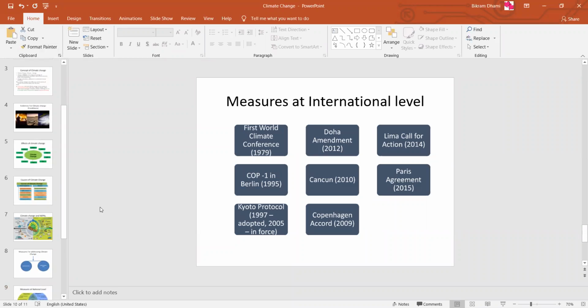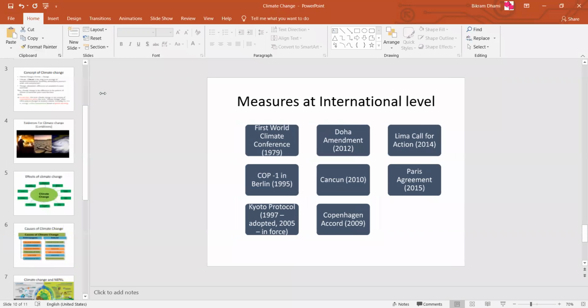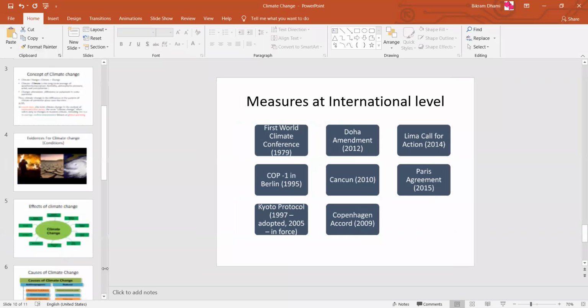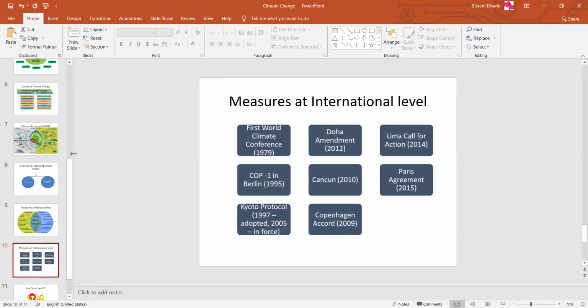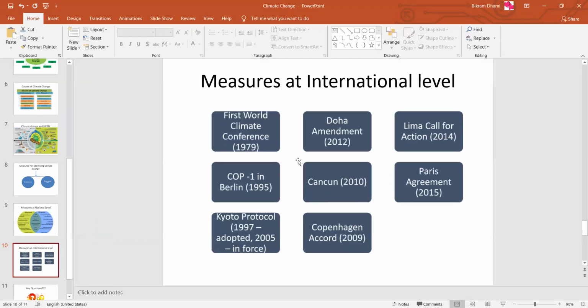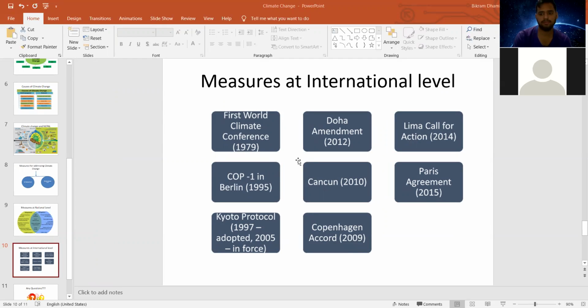Next one is Cancun. Cancun is the name of a city in Mexico, and COP16 was held in Cancun. The outcome of the summit was an agreement adopted by the state parties that called for a large green climate fund and a climate technology center and network. Next one is the Copenhagen Accord. It is again the continuation of COP, but it helped in endorsing the Kyoto Protocol, and it strongly supported the measures taken against climate change, and it underlined the fact that climate change is one of the greatest challenges of the time.